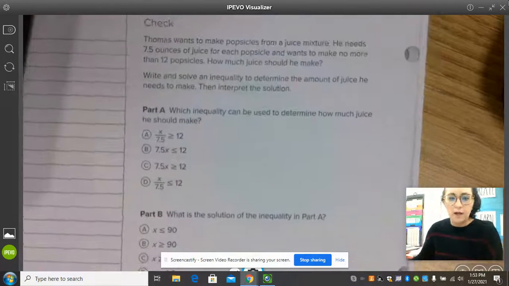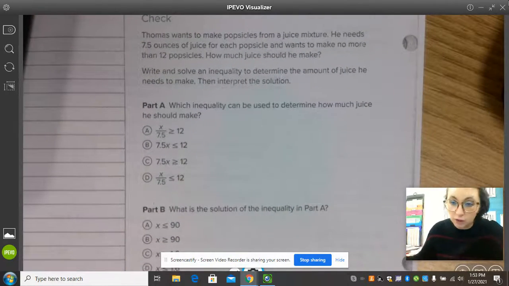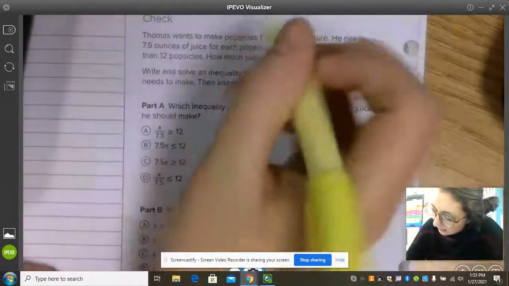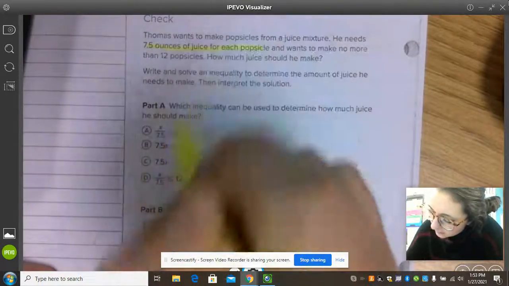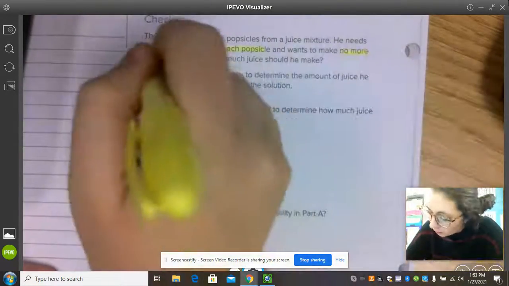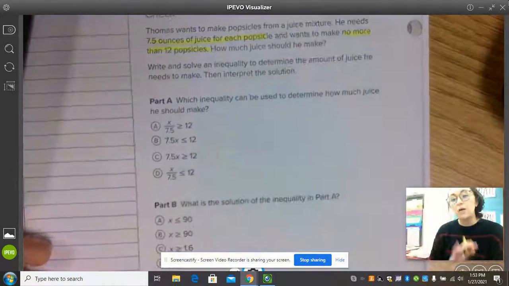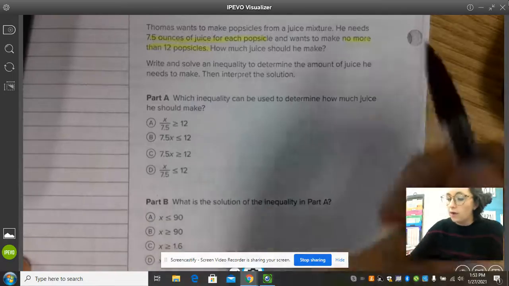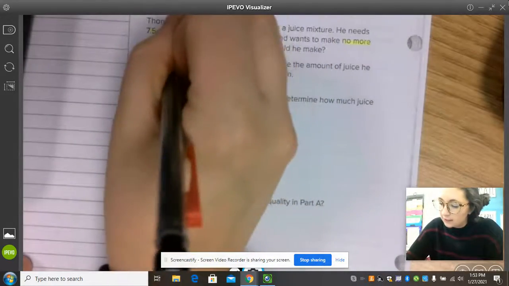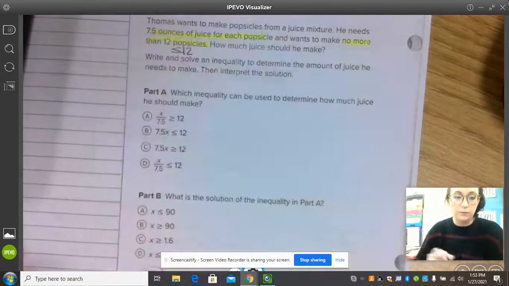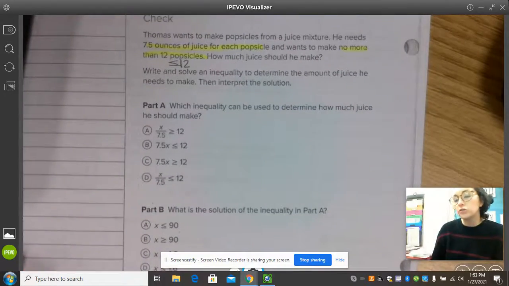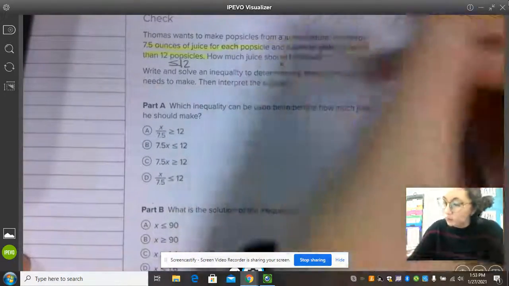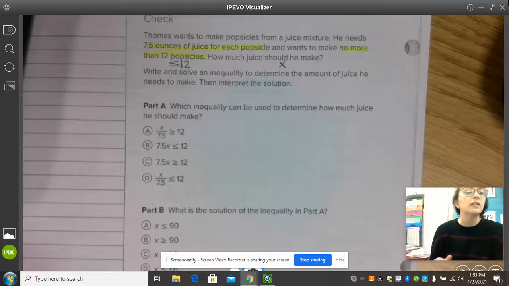All right, Thomas is making popsicles from a juice mixture. He needs 7.5 ounces of juice for each popsicle and wants to make no more than 12 popsicles. He does not want a bunch of leftover popsicles. He wants 12. So no more than 12 is less than or equal to 12. How much juice should he make? So we're looking to see how much juice he should make so he can then make 12 popsicles.